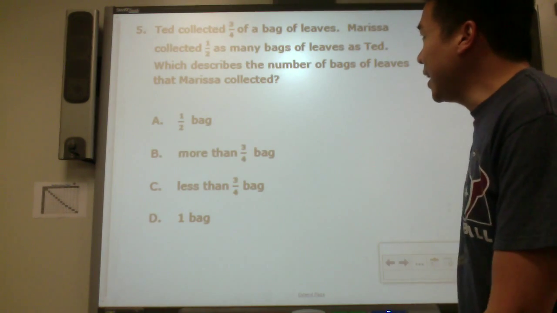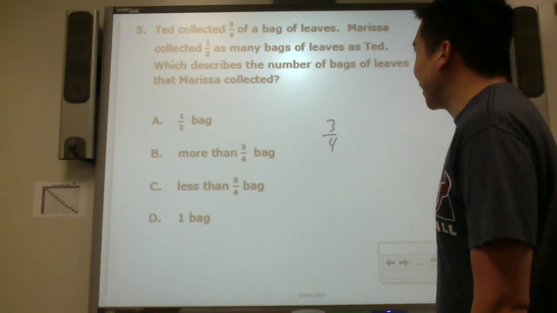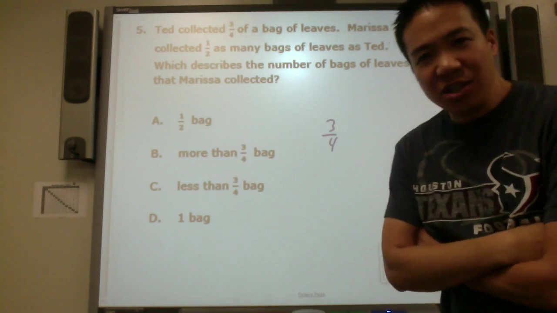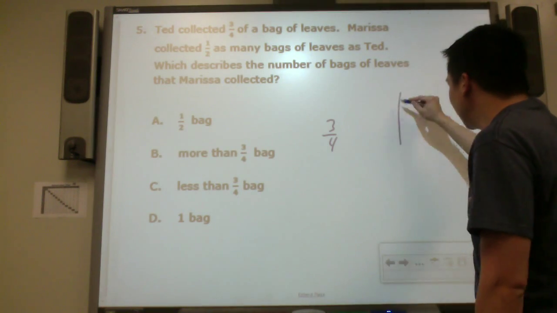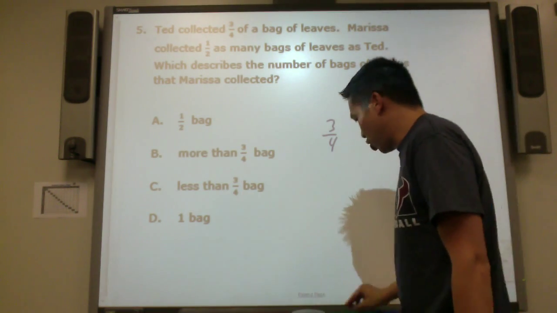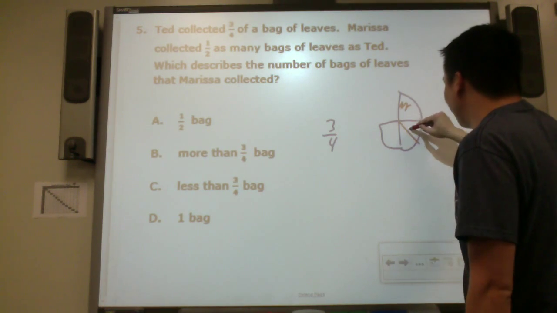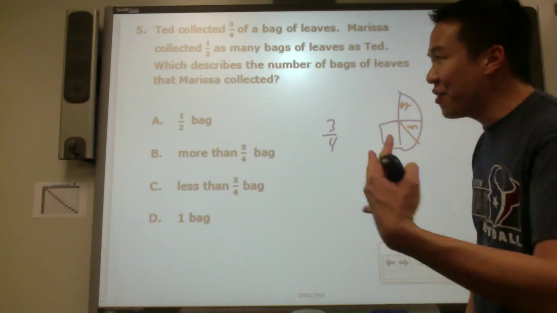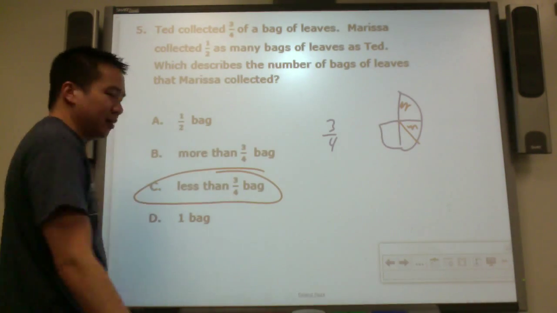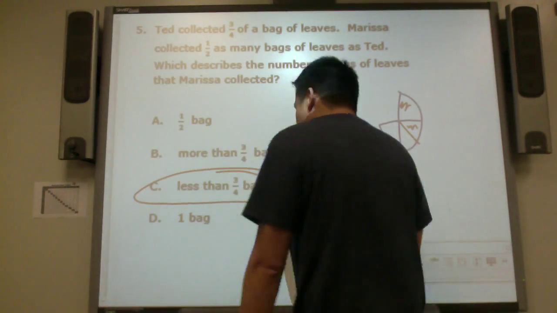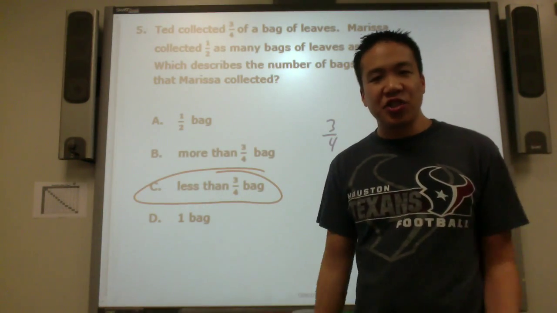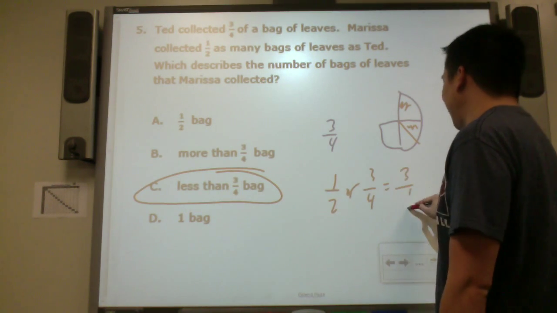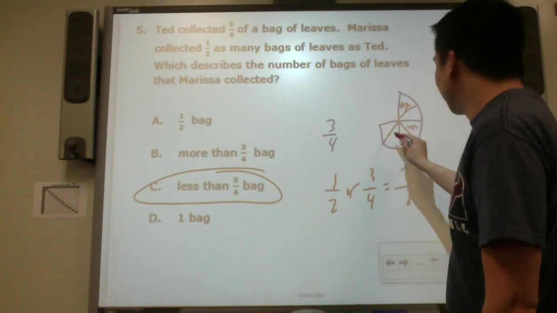Number 5. Ted collected 3/4 of a bag. Marissa collected half as many bags as Ted. Isn't she lazy? So he collected 3/4. This girl only collected half of it. So which describes the number of bags? If she collected half as many, the answer is less. When you're multiplying by a fractional part, it decreases the quantity. So half of 3/4 is 3/8. As you can tell, 3/8.